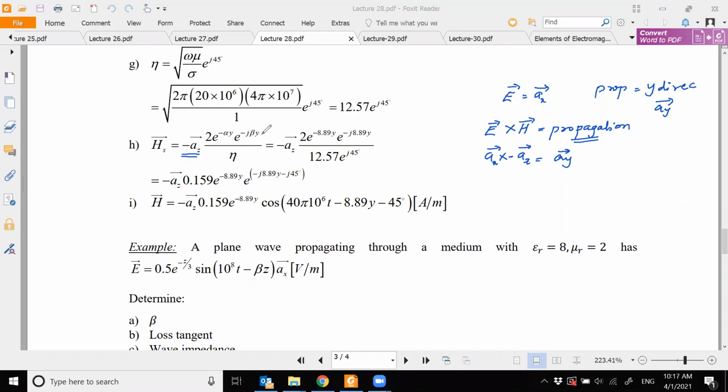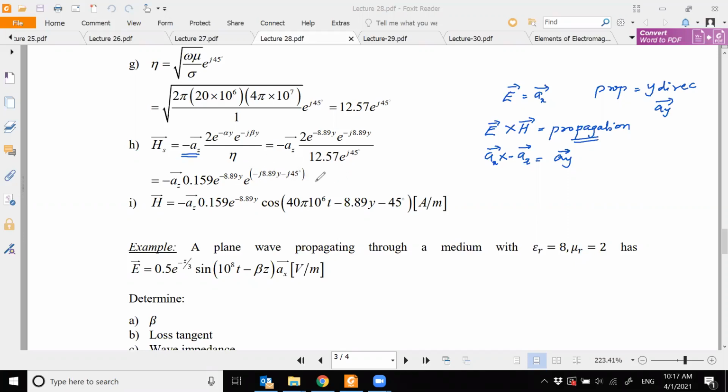And then what is this? This is your electric field E over eta, because we know this is the expression. So put the eta here, and now you just simplify this. This angle you bring upstairs. So this 2 over 12.57 will give you this, e power minus 8.89y will be as it is. When this angle goes up, it will be inside our exponential. So e power minus j 8.89y minus j 45.